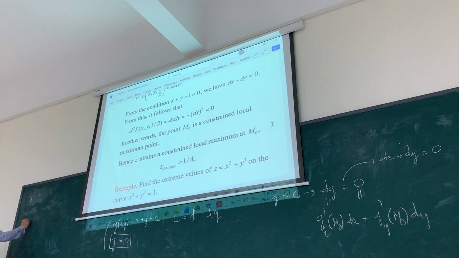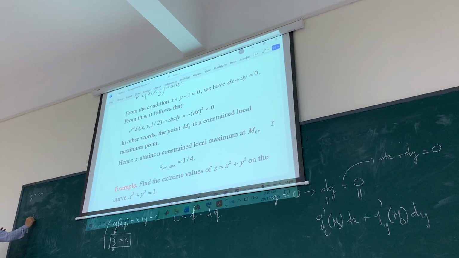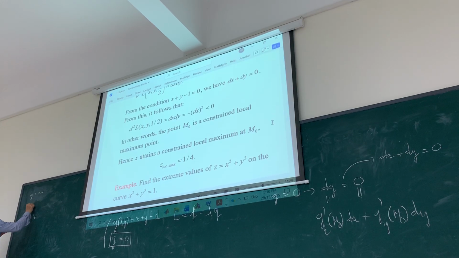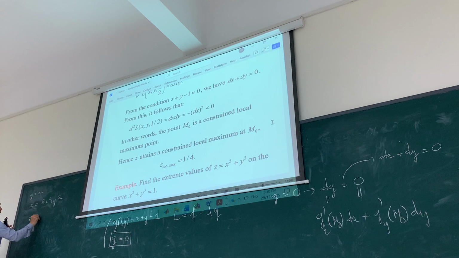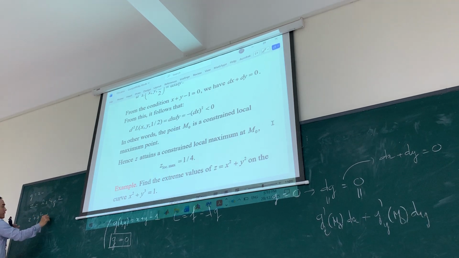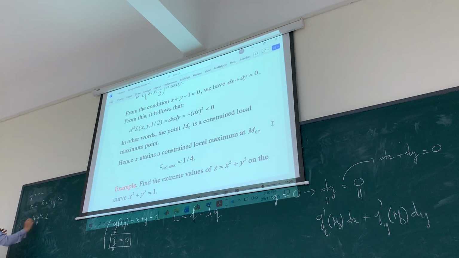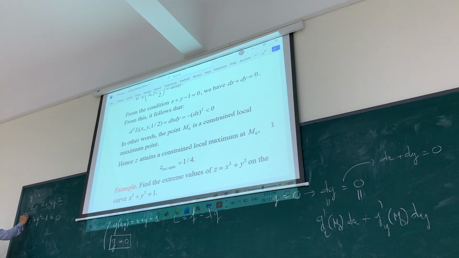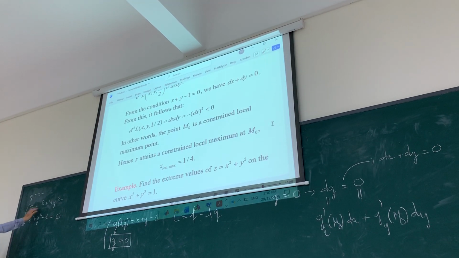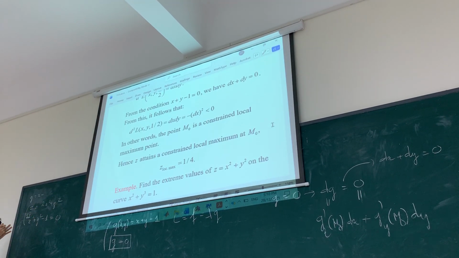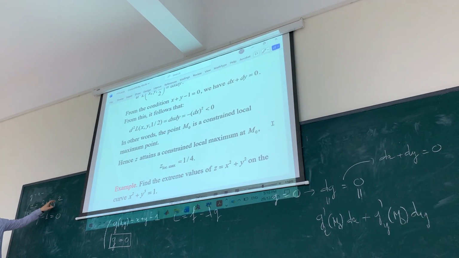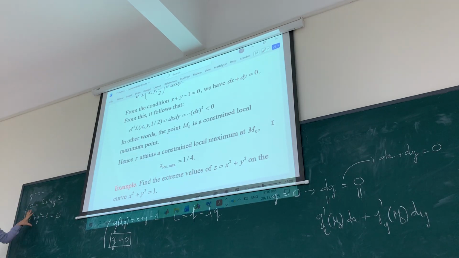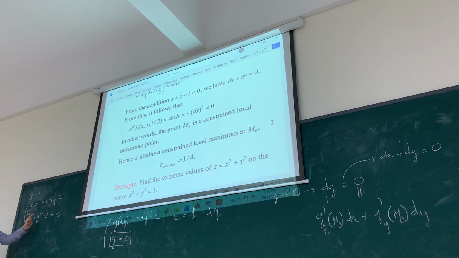On the curve x squared plus y squared minus 1 equals 0, we modify the function z equals 2x squared plus y squared. Subject to this condition, the constraint is x squared plus y squared minus 1 equals 0.